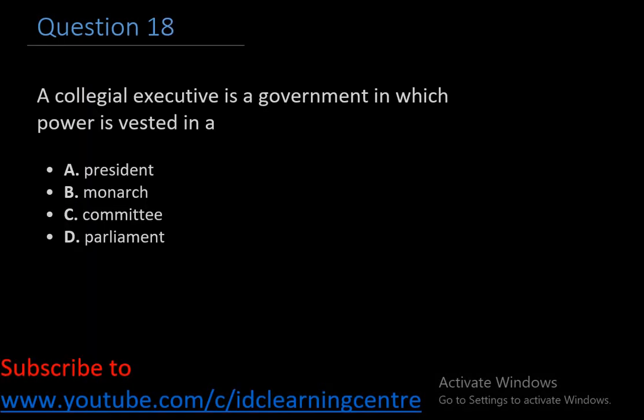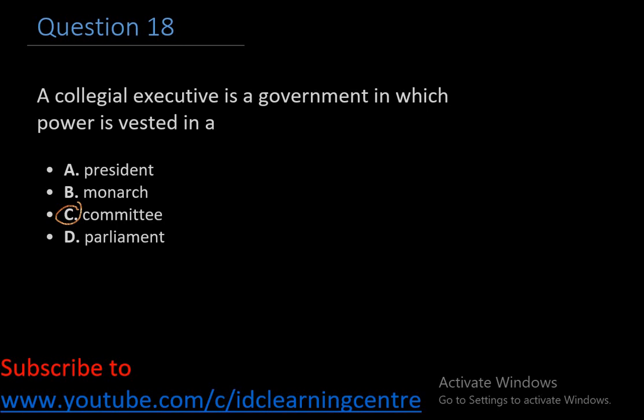Question 18. A collegial executive is a government in which power is vested in A. President, B. Monarch, C. Committee, D. Parliament. The right answer is C. Committee. A committee here is a number of persons who have been selected from a large body to deal with special business.